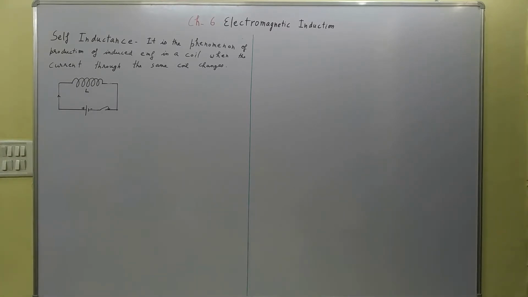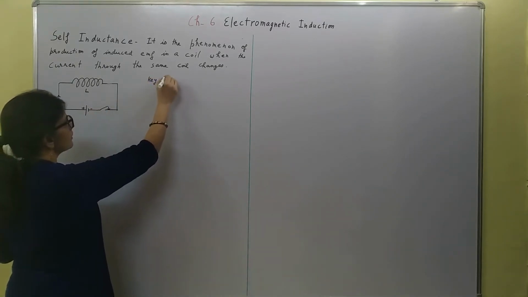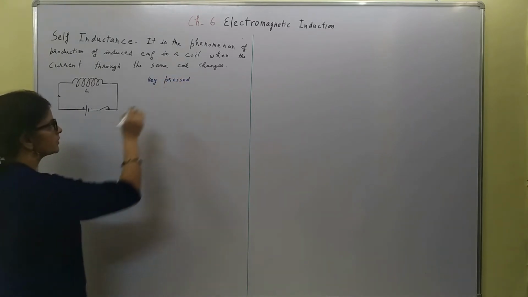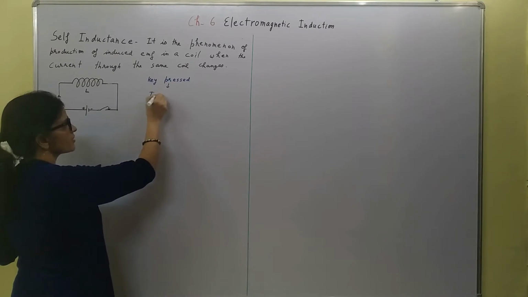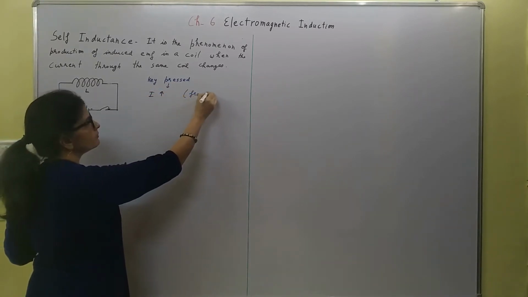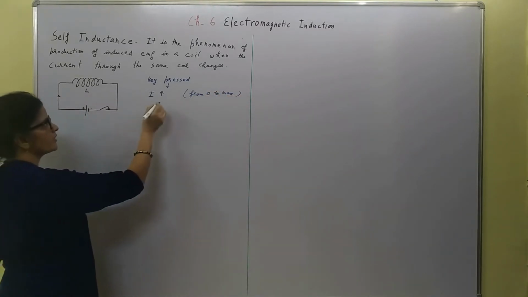So what happens is that when the key is pressed, what happens when the key is pressed? Key pressed, current increases in the circuit from 0 to maximum value.